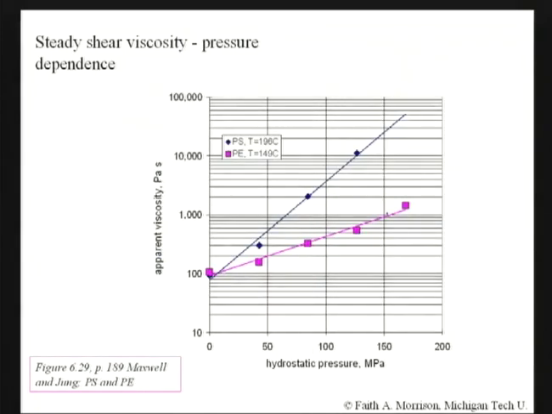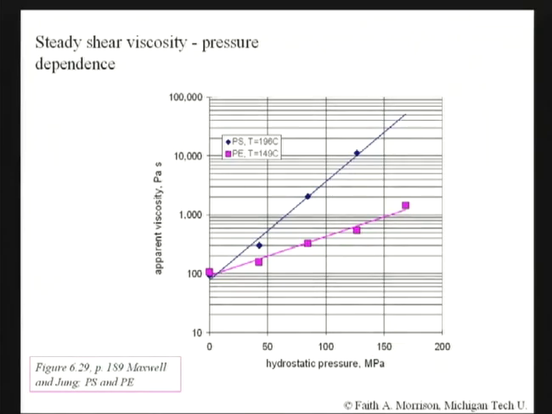The pressure effect on viscosity can be significant if you go over a high enough pressure range. This is the pressure effect for polystyrene and polyethylene. These are very, very high pressures, 150 megapascals. So this would be the difference between atmospheric, let's say, and inside a very fast-moving extruder.